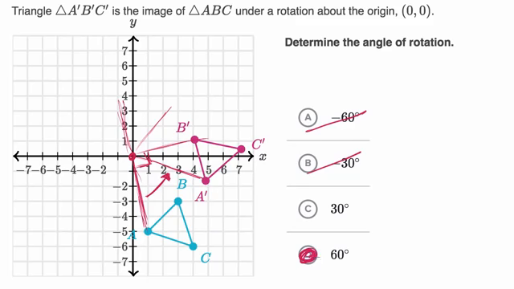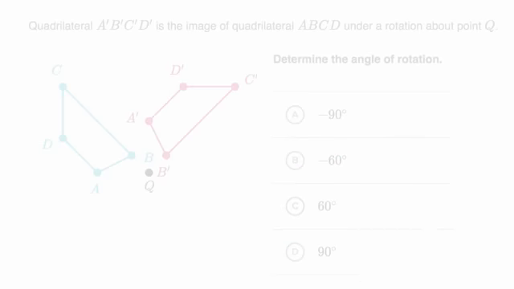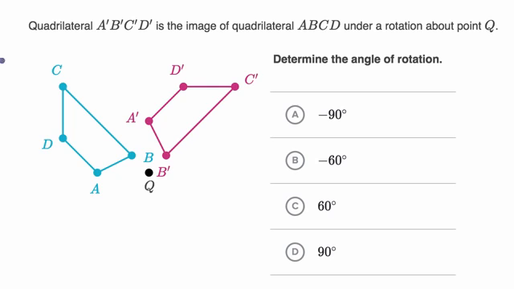Let's do another example. So we are told quadrilateral A prime, B prime, C prime, D prime in red here is the image of quadrilateral ABCD in blue here, under rotation about point Q. Determine the angle of rotation. So once again, pause this video and see if you can figure it out.